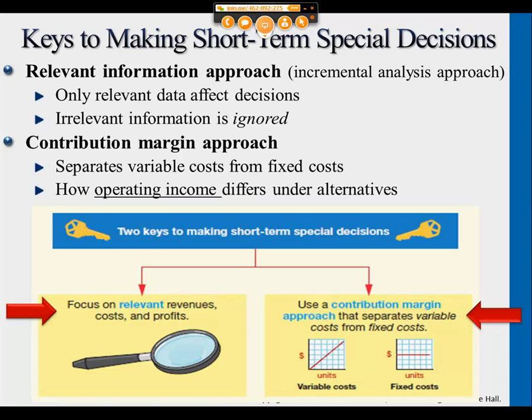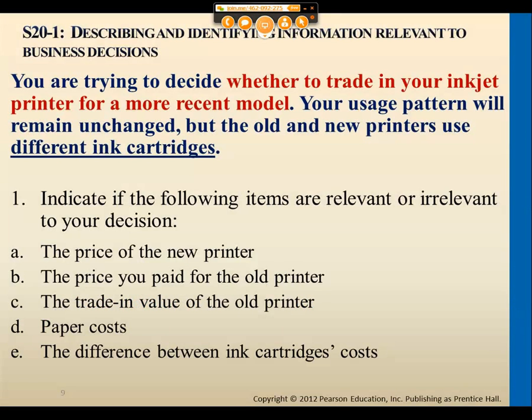Right? To make a decision, it assumes that I have more than one alternative. So for each of your alternatives, you will have your relevant revenues, costs, and profits mapped, not decided. And then for the contribution margin approach, you will use your variable cost and fixed cost for each of the alternatives. Okay? More than one.